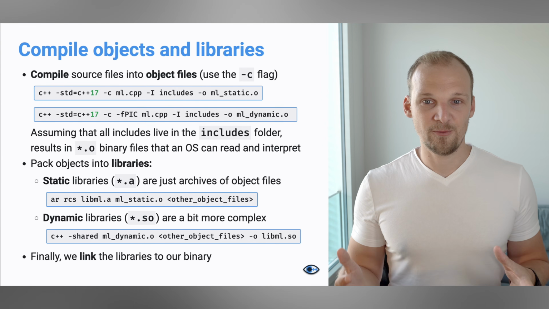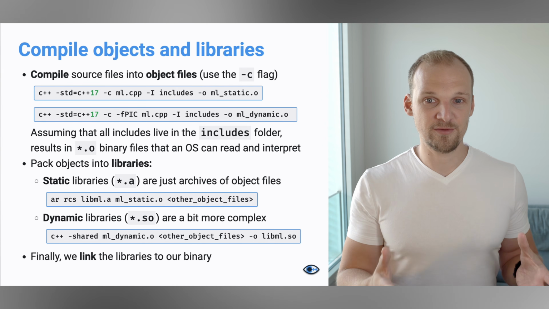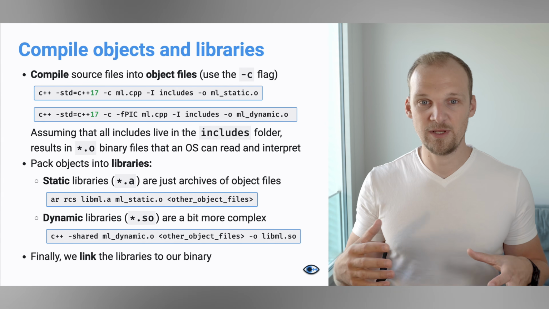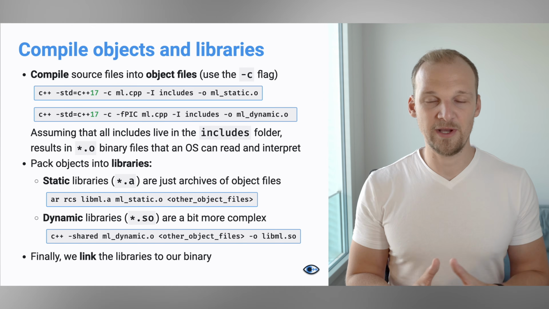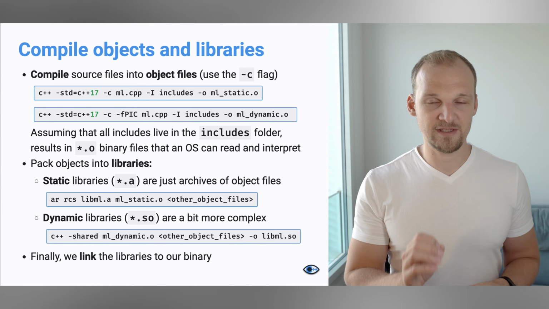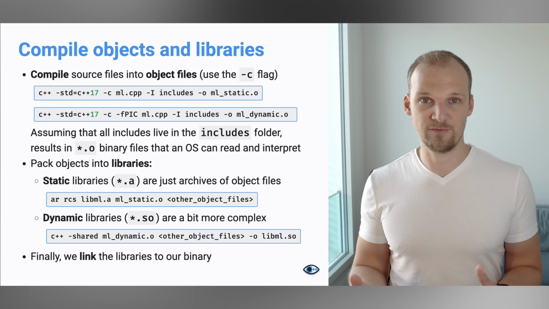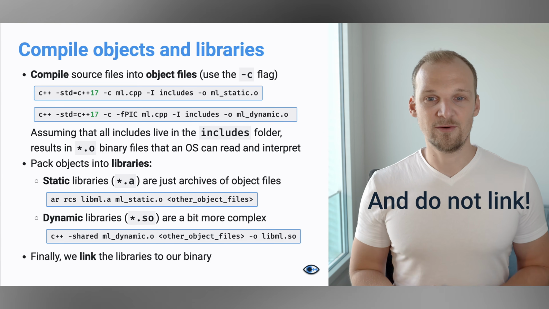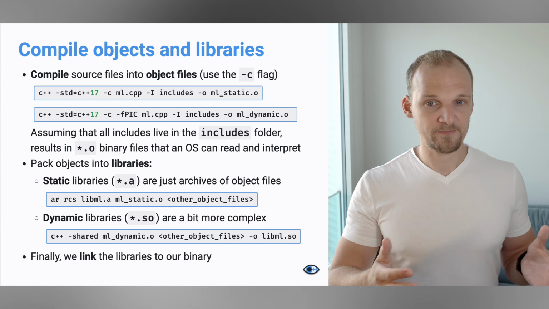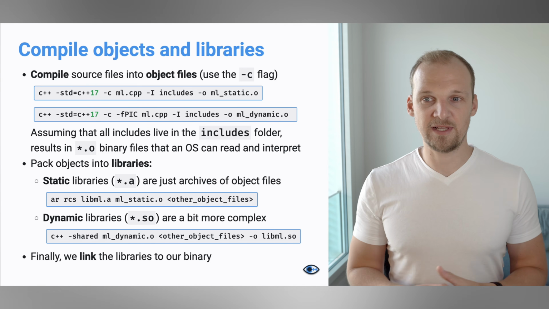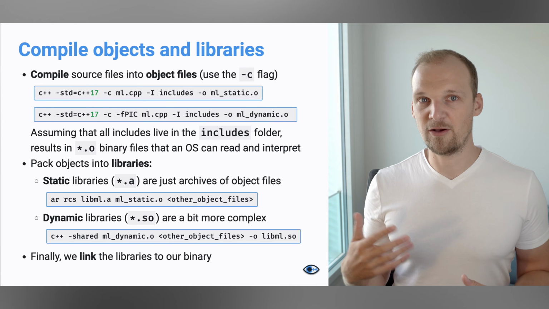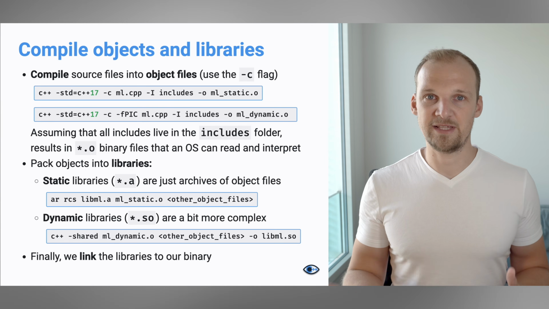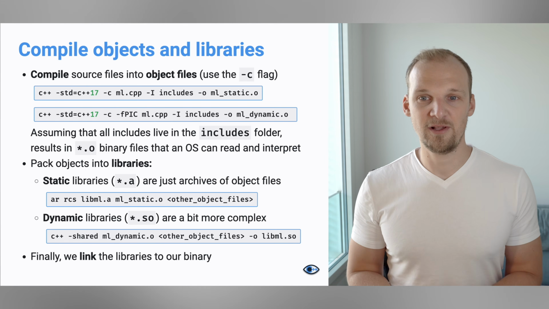To do that, we can compile first into object files, and for that we still use our compiler, but we pass this -c flag. The -c flag stands for just compile it. So what it will do, it will take the ml.cpp in the first line, and it will compile it and output the file which is called mlstatic.o, which is an object file.